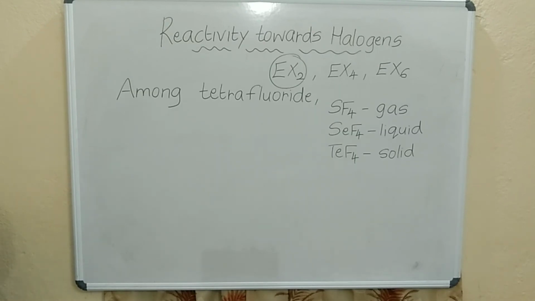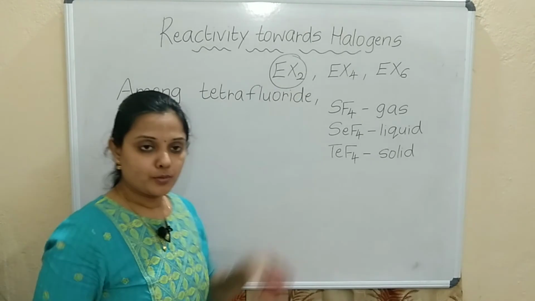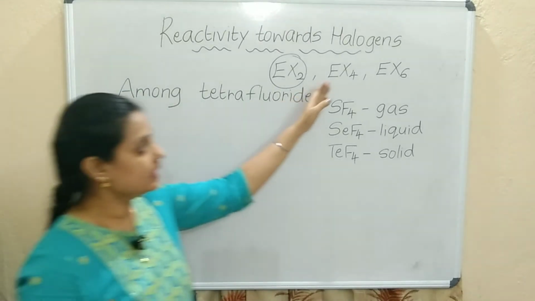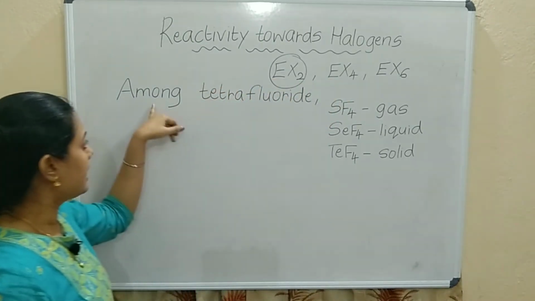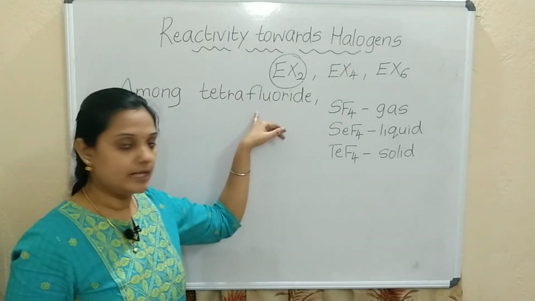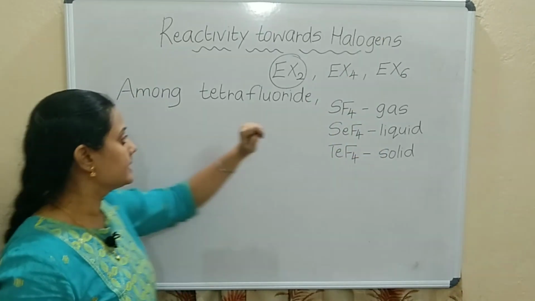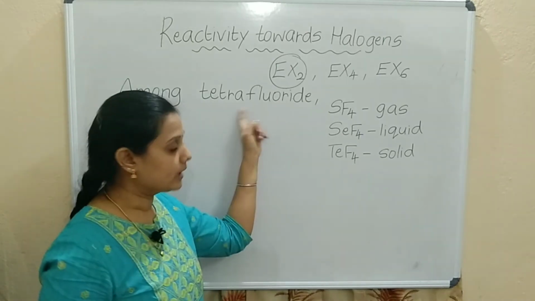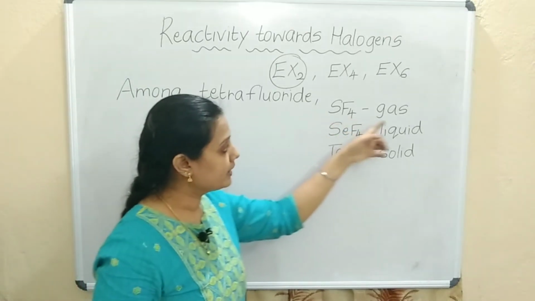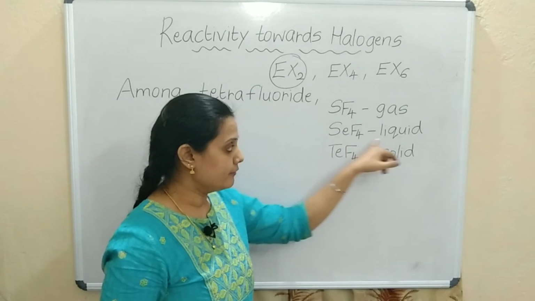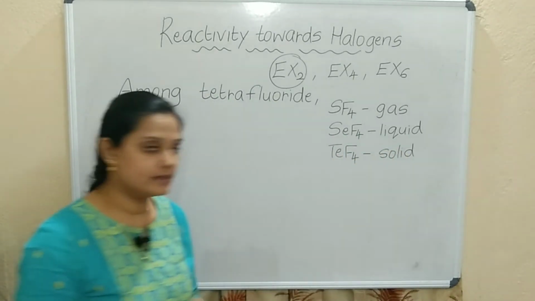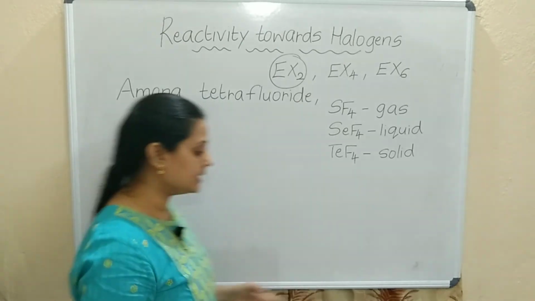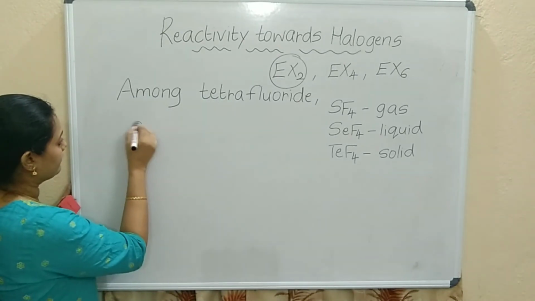So, check the next point. We have discussed the EX2 type, that is dibromide and dichloride. Now check the next one, EX4, that is the tetrafluorides. Now we are discussing EX4 types. Among the tetrafluorides, we are talking of fluorides here, SF4 exists as a gas, SeF4 as a liquid, and TeF4 as a solid. What hybridization will be shown by them? Let us check that. We will take the example of SF4.